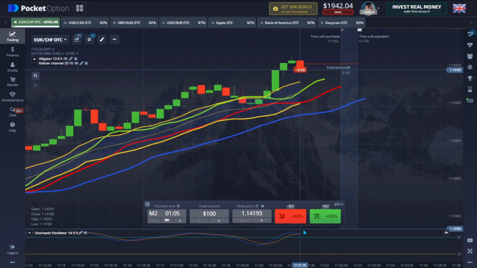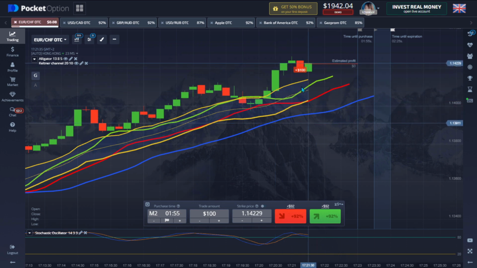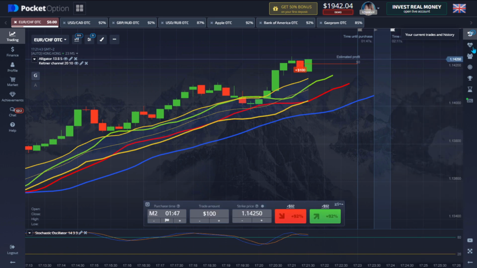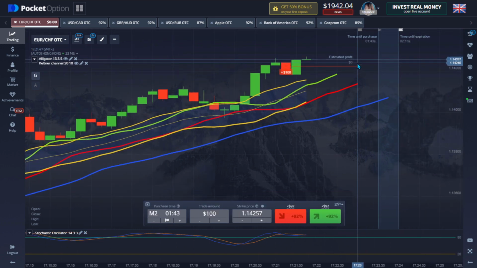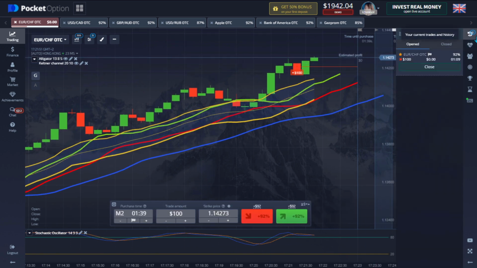If it reaches here to the topmost and the line collided already, and one more, it goes beyond our counter channel. And this is our history. Let's wait for 2 minutes to see if we'll gain a profit here.